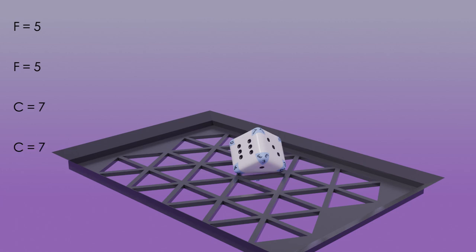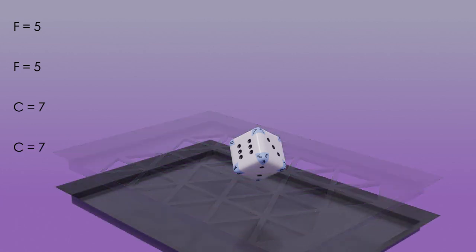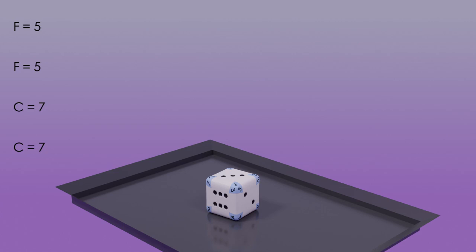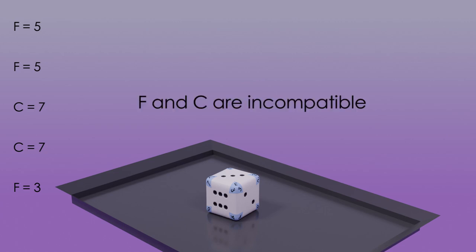But now the face value is uncertain. If we measure it again, we may not get the original value. Indeed, this time we get f equals 3. We say that faces and corners are incompatible observables. This means that measuring one messes up the other.